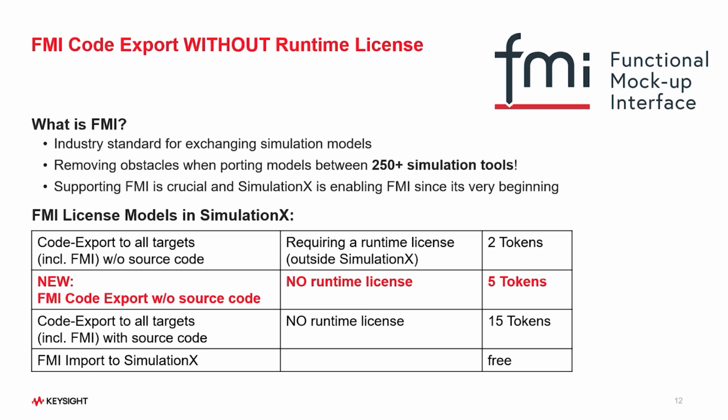In discussion with customers, we nevertheless felt that there is probably a gap, especially in the context of FMI, because it's so widespread and it keeps spreading, so it is a standard means for exchanging models. So we followed this request and we introduced a licensing model which sits in the middle between the other two, and it exports towards FMI, but without a runtime license. It's still not delivering the sources, to not replicate capabilities which are part of the upper-end version of the code export, but it increases flexibility quite considerably at the expense of 5 tokens.